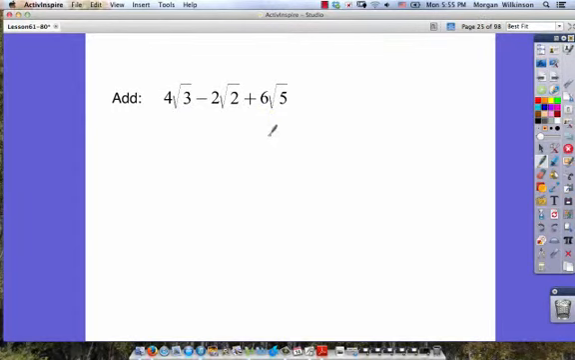Let's add again. 4 times the square root of 3 minus 2 times the square root of 2 plus 6 times the square root of 5. Well, square root of 3, square root of 2, square root of 5, this is the type of problem that you really hope for, especially on a test, because this is our answer. We can't simplify this or add this at all, because the square roots are not the same throughout. So we can go ahead and box it and move on to our next question.